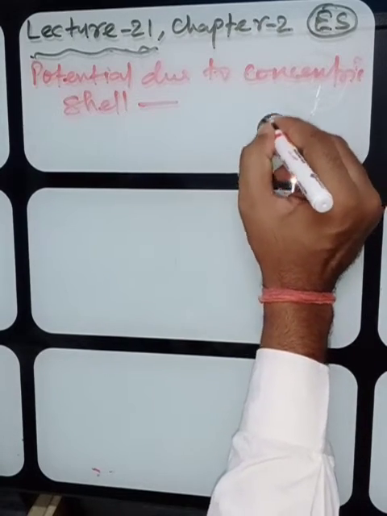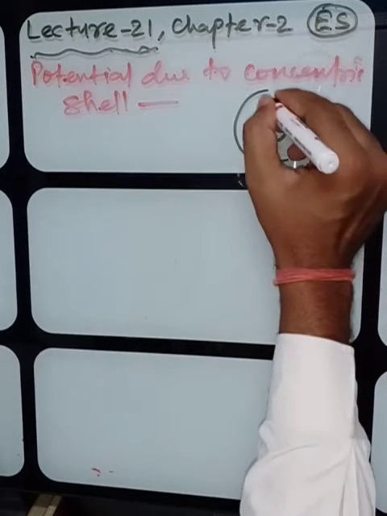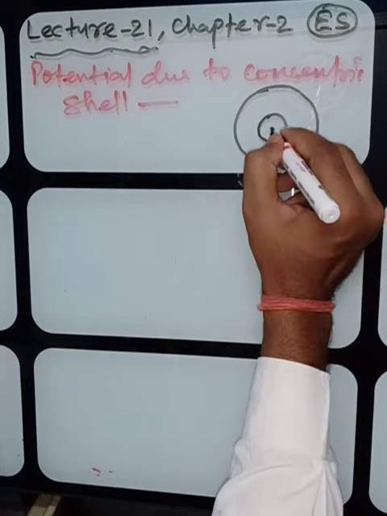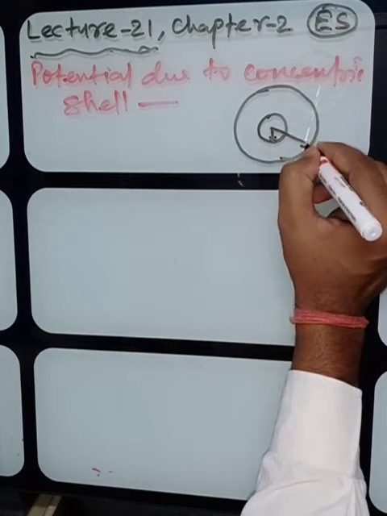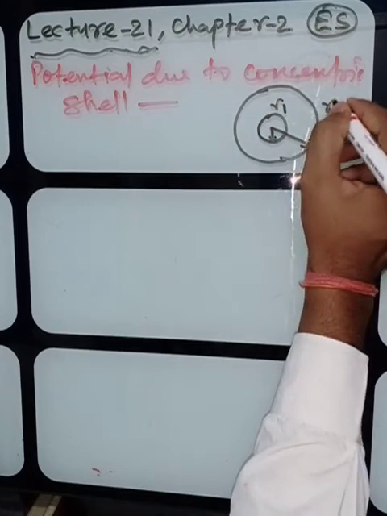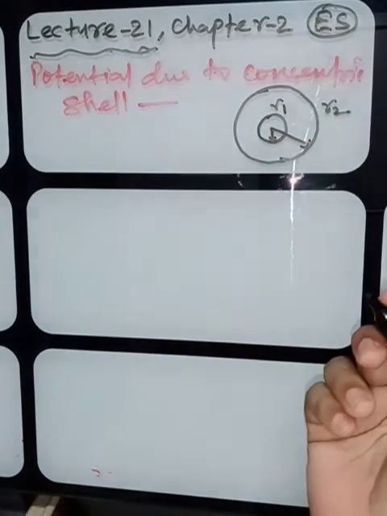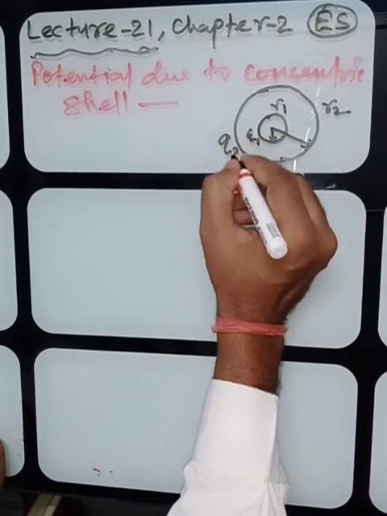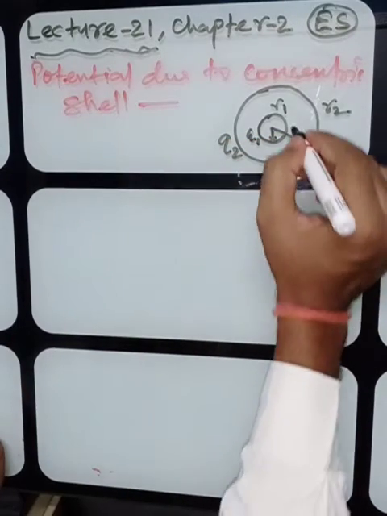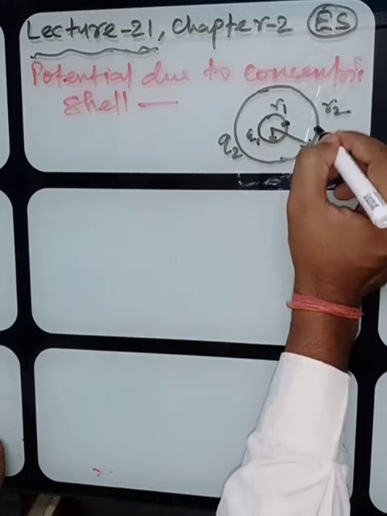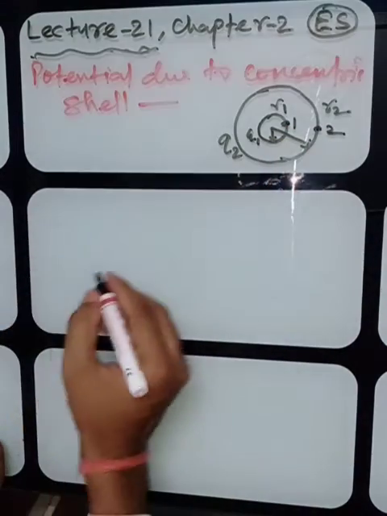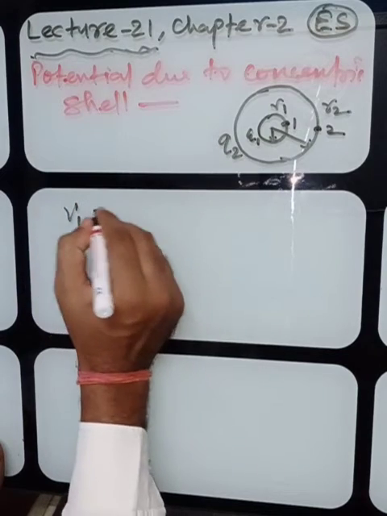Suppose a cell and another concentric cell. The radius of this one is R1 and this one is R2. Now the charges given over these are Q1 and Q2. You have to find the potential on 1 and 2. How will you write? So the potential on 1 you have to write in this way.